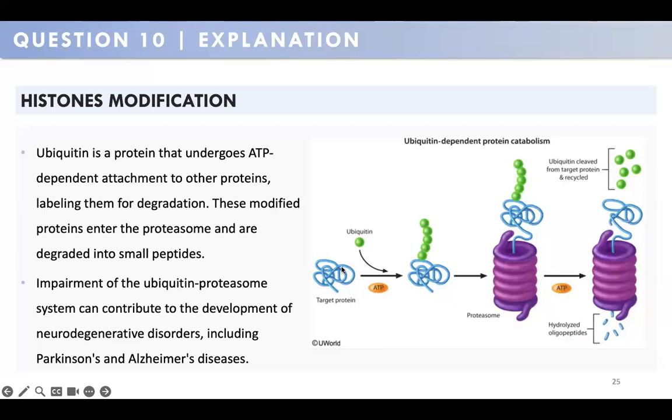Now, impairment of the ubiquitin proteasome system contributes to the development of neurodegenerative disorders like Parkinson's and Alzheimer's disease. Do you know what is the specific misfolded protein in Parkinson's? Alpha-synuclein? Yes, exactly. It is alpha-synuclein. And in Alzheimer's disease? Beta amyloid. Yes, beta-pleated amyloid sheets. Excellent.